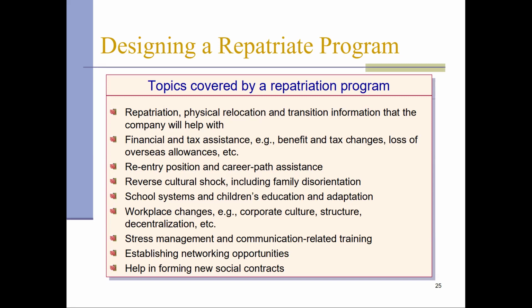For example, establishing network opportunities means you should help the returning person develop their previous network or a new network. And also develop social contacts for that particular person. Sometimes you will assign a mentor for him, a mentor who gives some advice, or may do some consultation with that particular person, etc. Okay, this is the most important thing you need to include in the repatriate program.